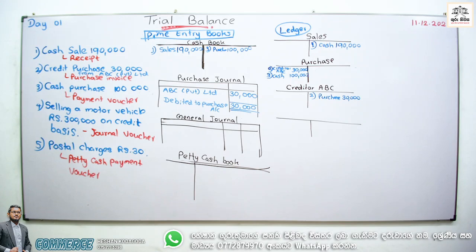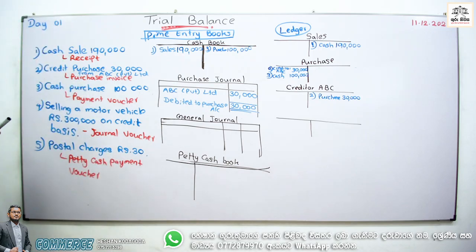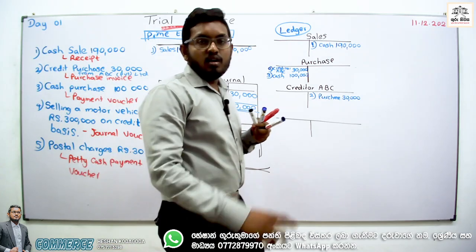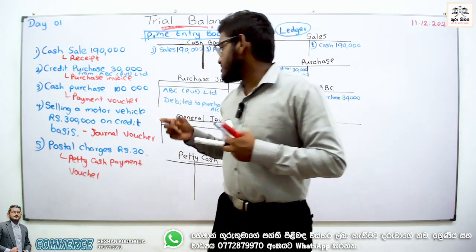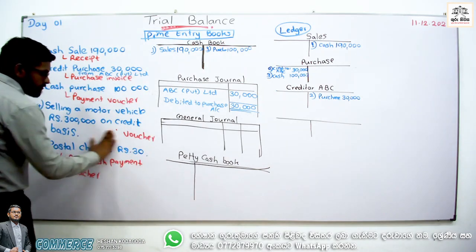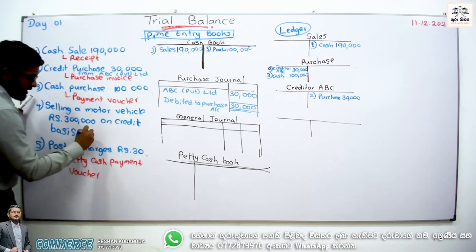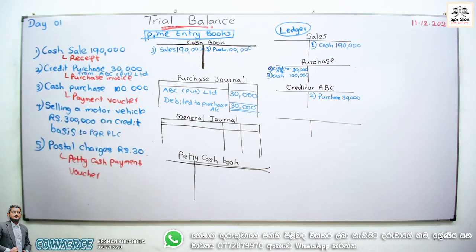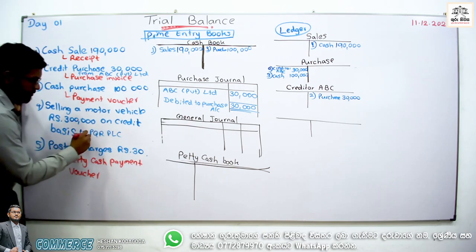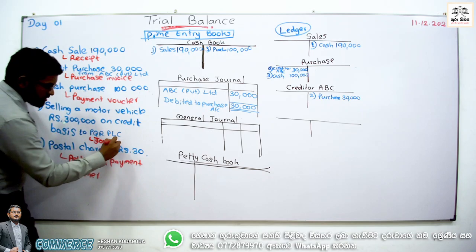Now the other. So fourth one, selling a motor vehicle 300,000 on credit basis. You know the double entry: motor vehicle account credit, ABC credit basis. Let's identify a business name, PQR PLC. Understand? To PQR PLC. You know the source document. What is the source document? Journal voucher. Journal.